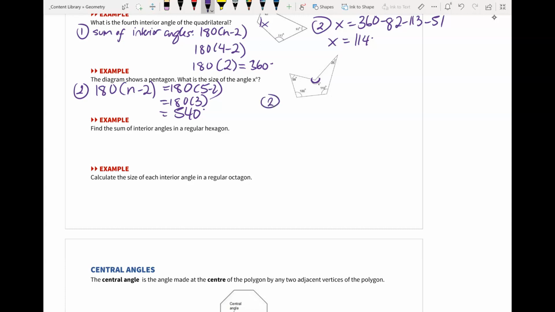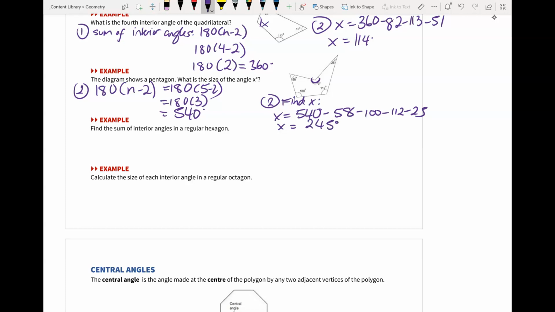My next step is to find x. So we're going to take the 540 and then subtract the 4 other angles that we were given, which is 58, 100, 112, and 25. Our missing angle is going to be 245 degrees.